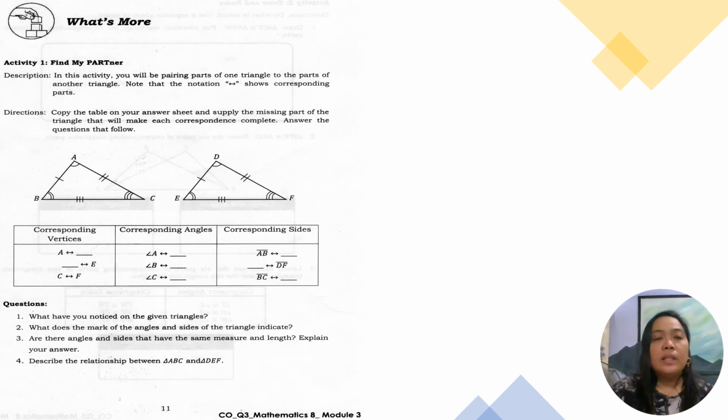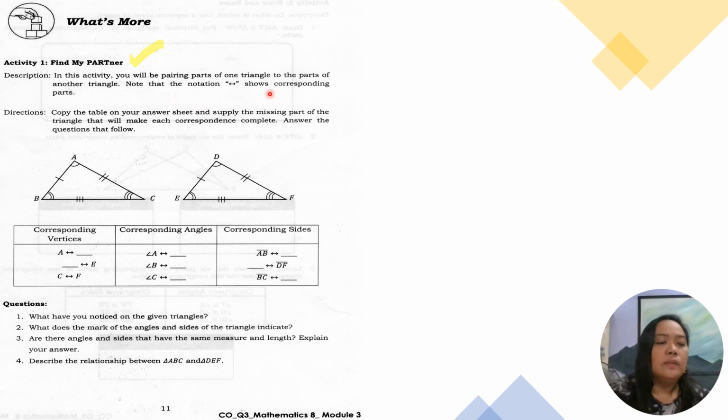Now I think you are ready to proceed with more activities. On page 11, what's more? We have different activities provided for you here. Let us start with the first one. Activity 1, find my partner. In this case, you will be pairing parts of one triangle to the parts of another triangle.